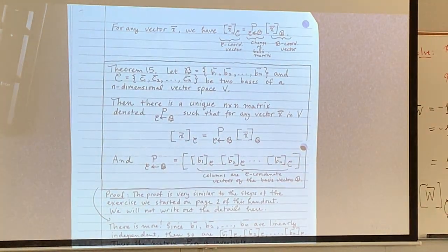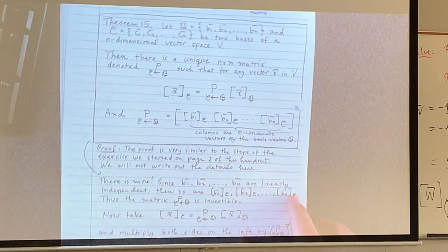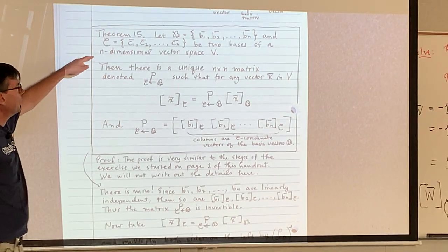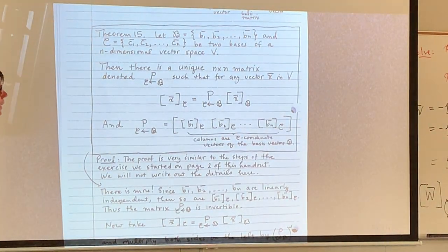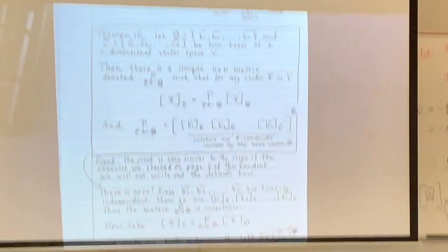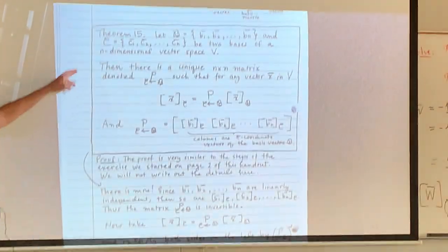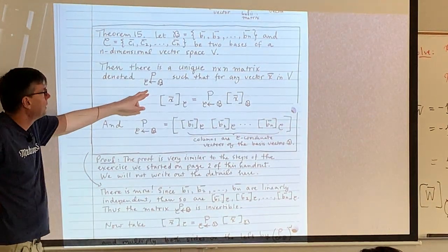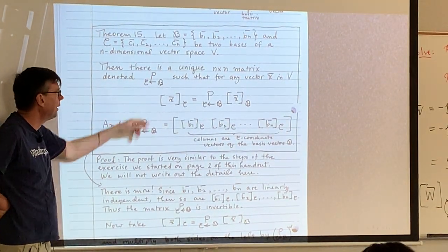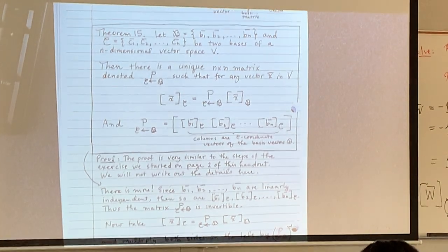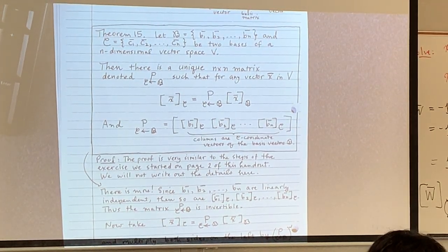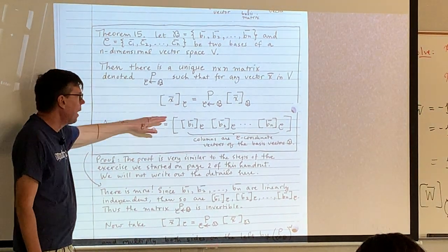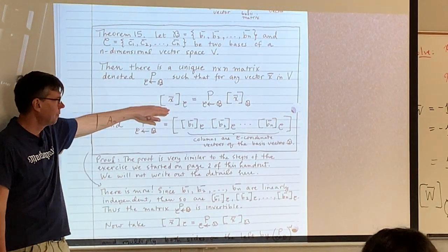Right, now the theorem. Now we're just going to word this in generality where we're in n-dimensional space. So B and C are two bases of any n-dimensional vector space V. There's a unique matrix denoted, however you want to read this, P over C backwards arrow B, such that any vector x in V fits into this equation.